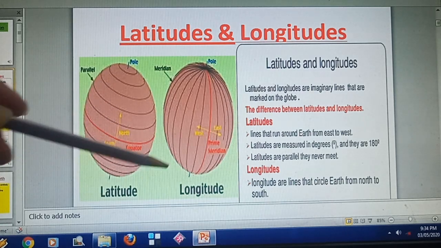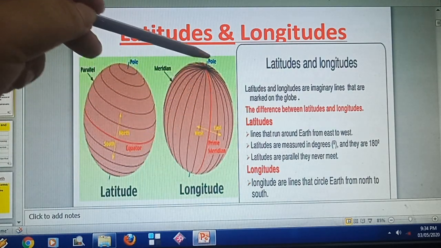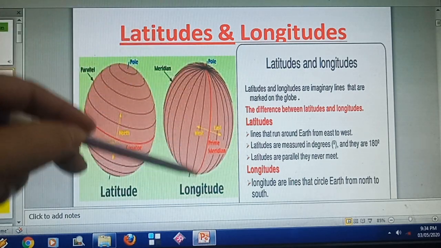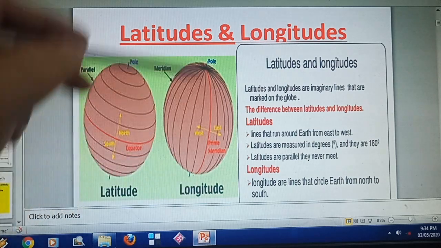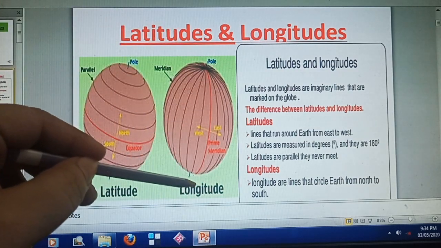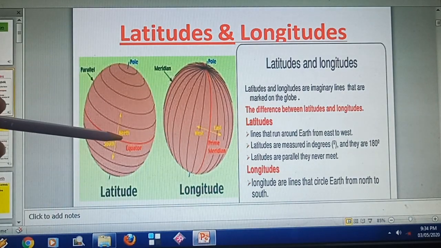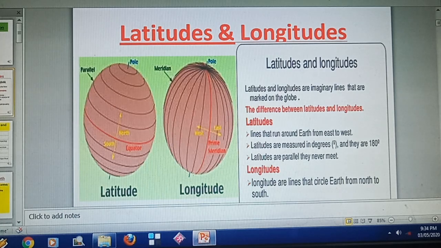And now let us talk about longitudes. Longitudes are the lines that circle the earth from north to south. Longitudes meet at poles, North Pole and South Pole. Prime Meridian divides the earth into Eastern Hemisphere and Western Hemisphere. Equator is the latitude which divides the earth into Northern Hemisphere and Southern Hemisphere.